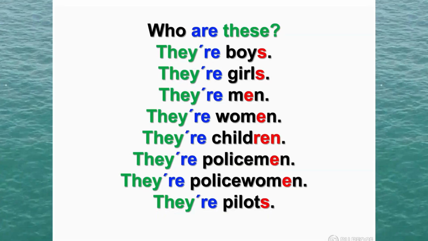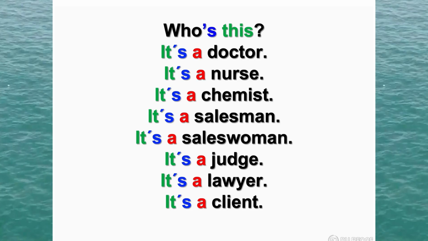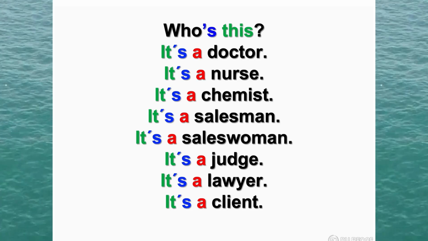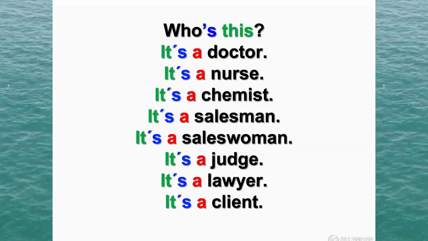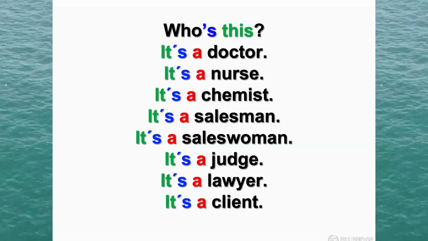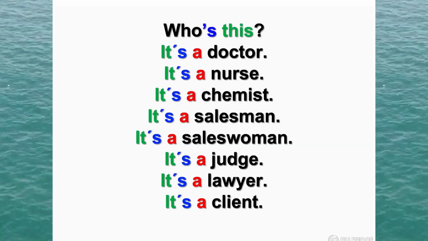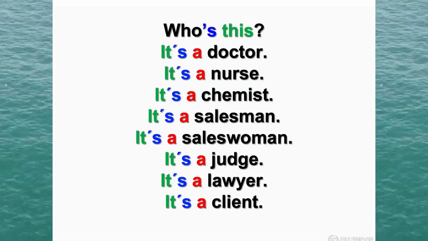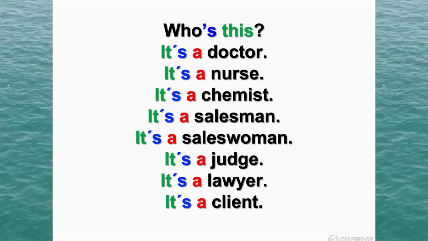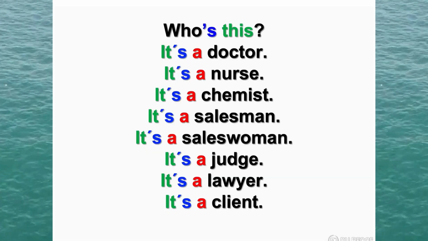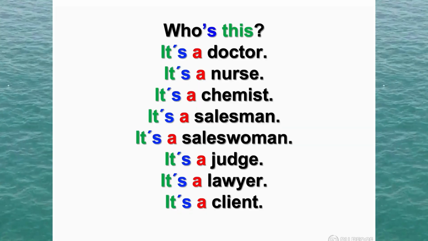Let's continue. Who's this? It's a doctor. Who's this? It's a nurse. Who's this? It's a chemist. A chemist can work in the laboratory or in the pharmacy. Who's this? It's a salesman. Who's this? It's a saleswoman. Who's this? It's a judge. Who's this? It's a lawyer. Who's this? It's a client. Let's practice them. Let's go to the next slide.